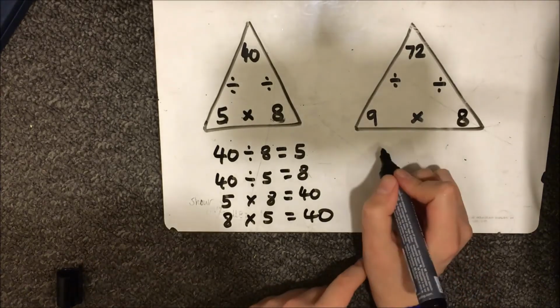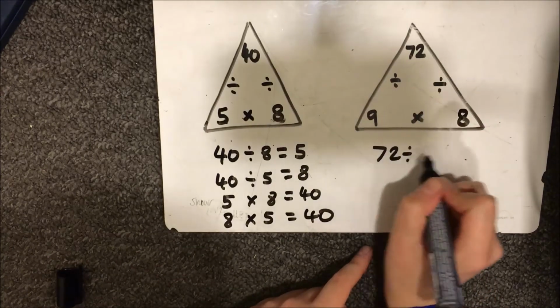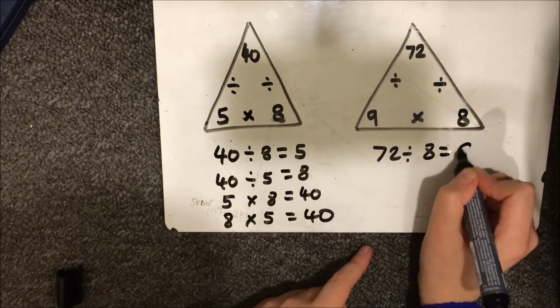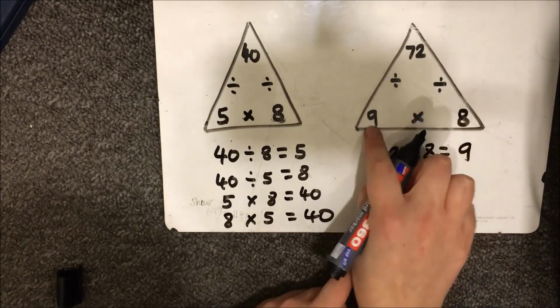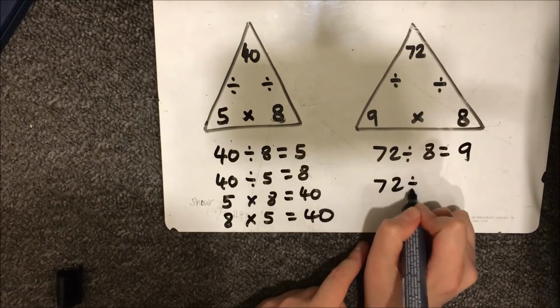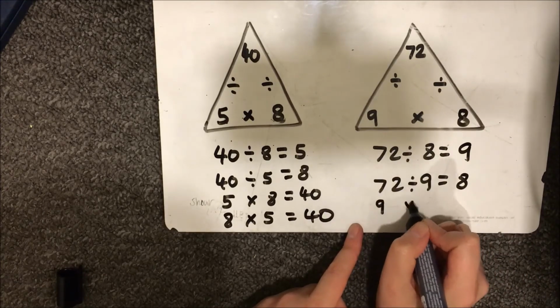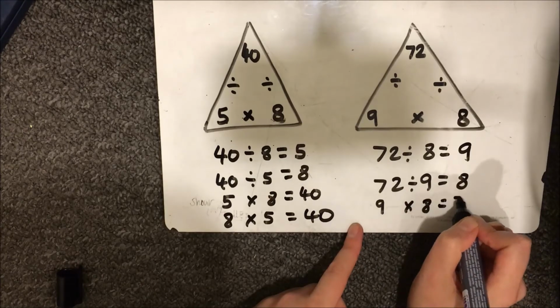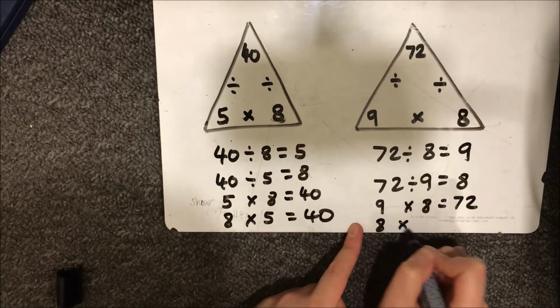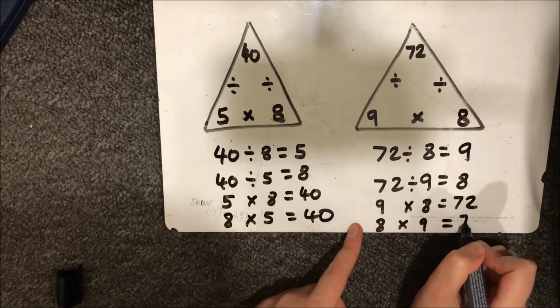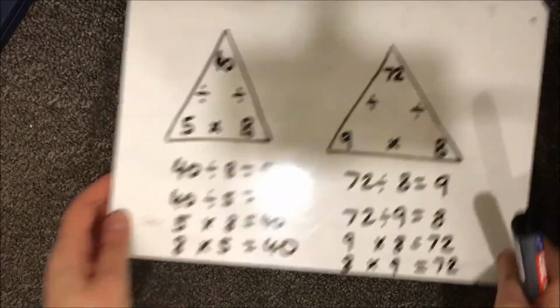Okay. We can do 72 divided by 8, same as 9, or the other way around, 72 divided by 9, same as 8. And then we can do our times table ones. 9 times 8, 72. 8 times 9, 72.